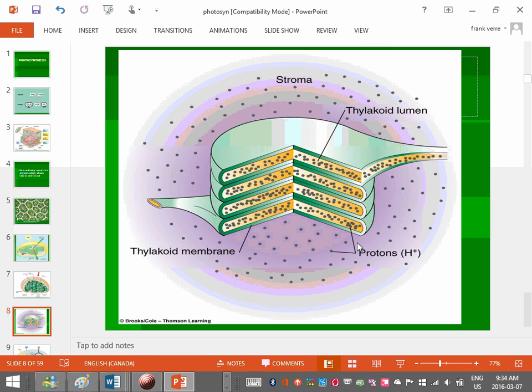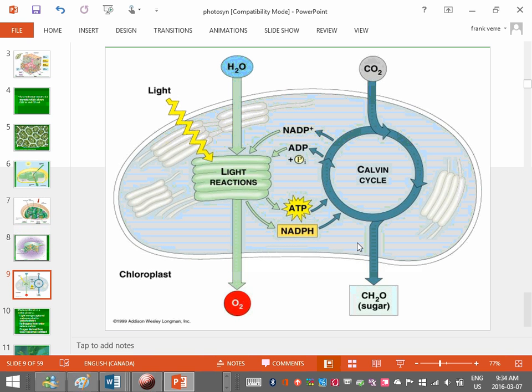Now, just a little word about the mitochondria. This is what we're going to talk about. Remember, we're going to focus on plants, but it's not just plants. Photosynthesis first evolved in bacteria. Now, the mitochondria, I said, is a double membrane organelle, 2 membranes.